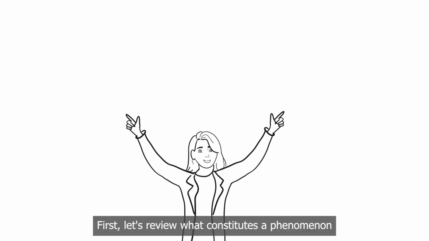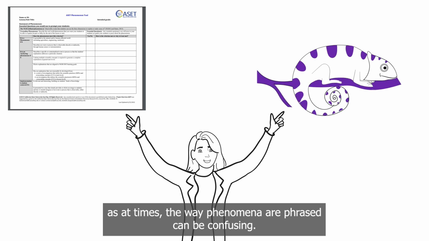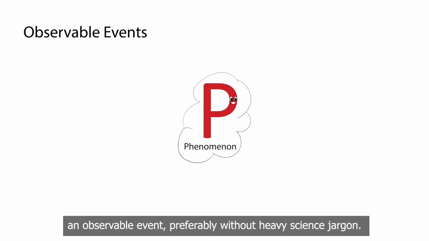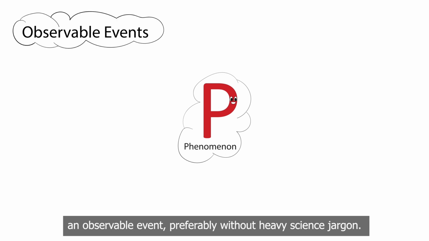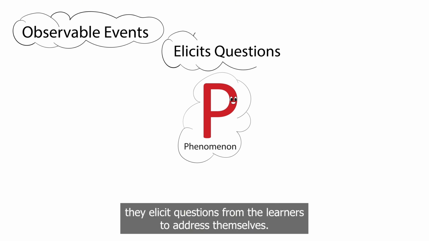First, let's review what constitutes a phenomenon, as at times the way phenomena are phrased can be confusing. A phenomenon is a statement or storyline describing an observable event, preferably without heavy science jargon. Phenomena are not a list of questions. They elicit questions from the learners to address themselves.